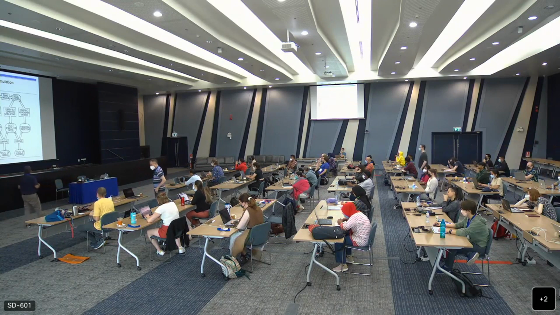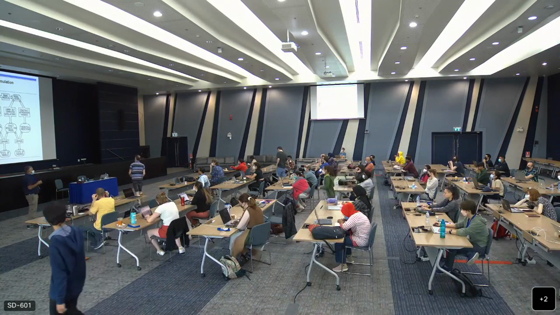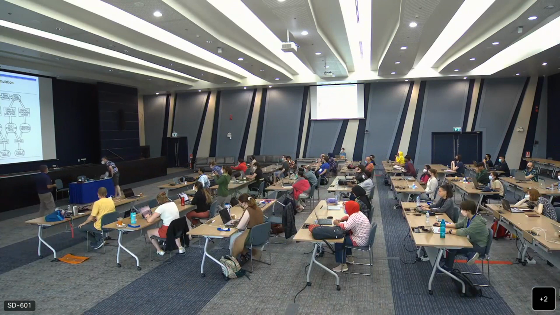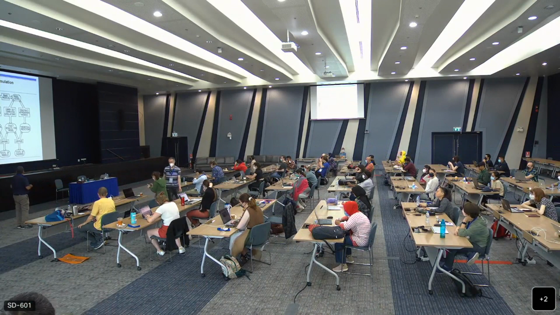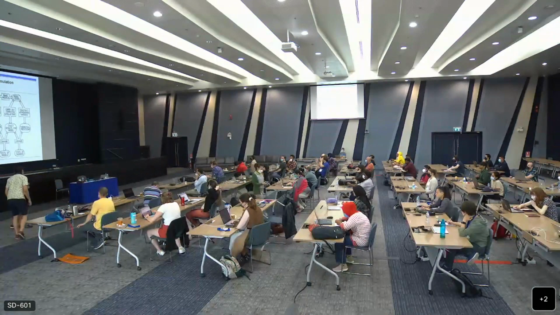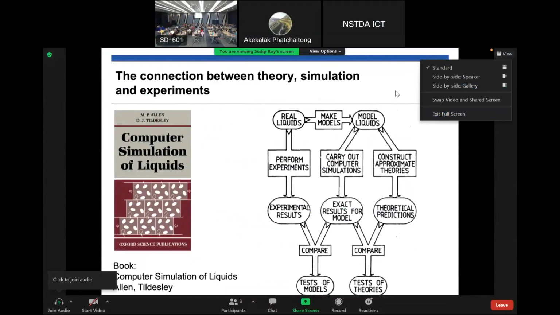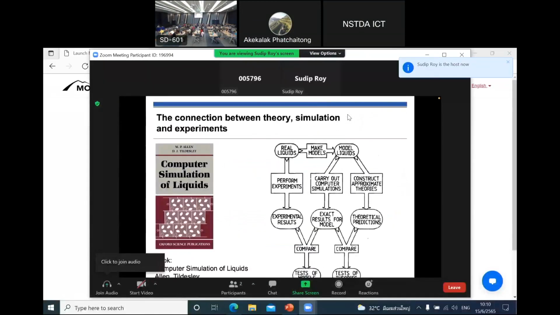There are three ways of doing any experiment, or three ways of doing any science. Currently, another term has come in, which is data science, data analytics, and things like that. But you either go and perform experiments, or you can do computer simulations, construct theory, or perform experiments.